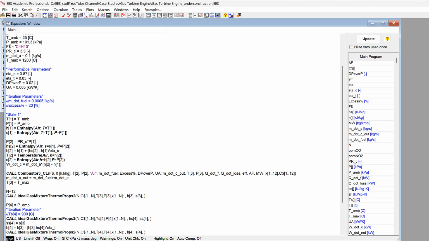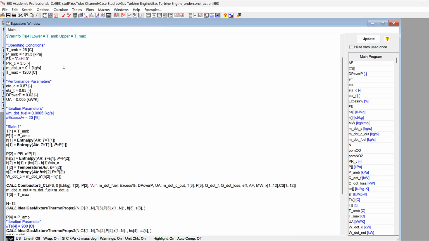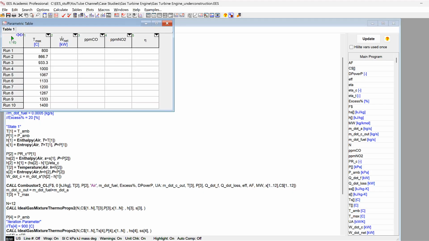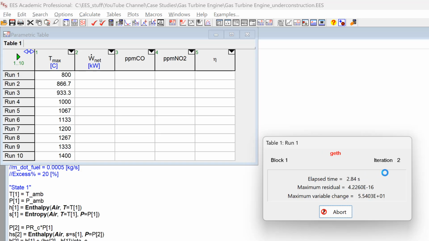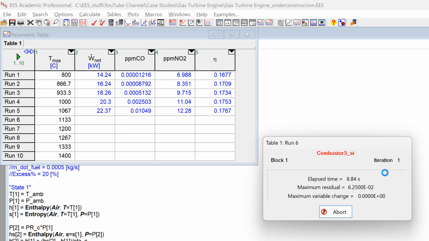I have to comment this out to make this run. Come back to here and run the table. And you can see it cycle through. Once it gets the first one, it goes a little faster because it has pretty good guess values moving forward.